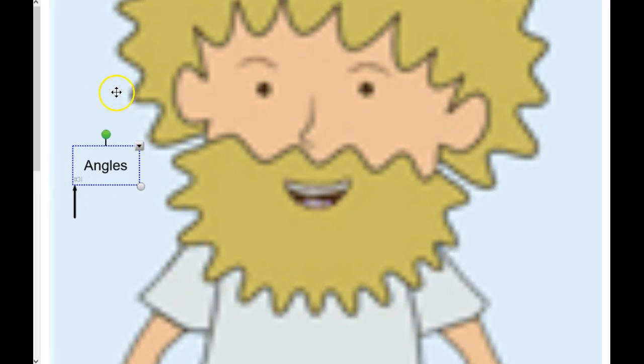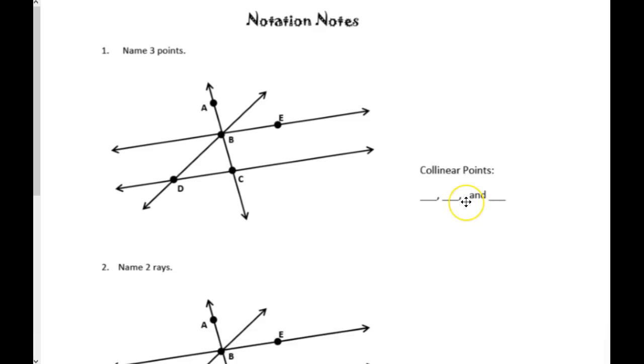All right. I'll spare you the song. Let's do these notation notes real quick. Does everyone have this sheet? So we need to name 3 points. How do I name 3 collinear points? What does collinear mean again? In a line. So where do I see 3 points in a straight line? What are those 3 points?